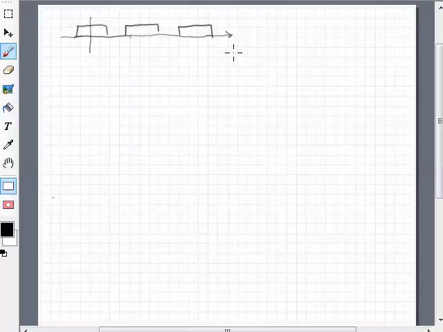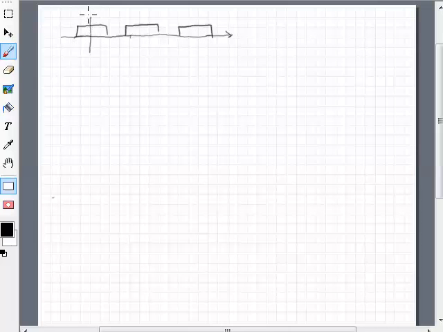It shows up as clock signals in a computer. It shows up as pulse width modulation for a motor. It shows up as communication signals. We really need to understand the spectrum of it. So it just shows up all the time.